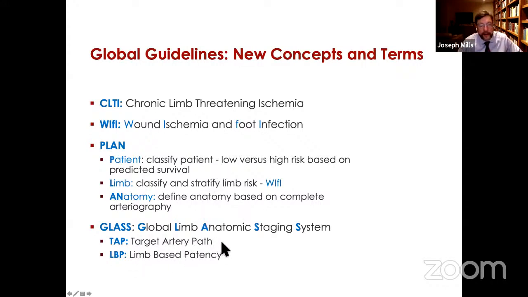And then if you think about long-term outcomes, if you're treating SFA disease plus popliteal disease plus tibial disease, each one of those treatment segments has a predicted failure rate, right?